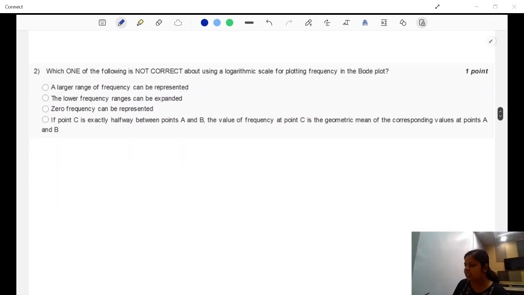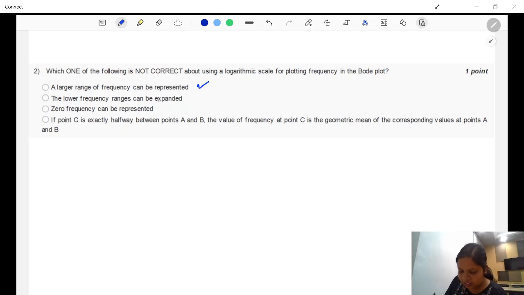Which one of the following is not correct about using a logarithmic scale for plotting frequency in a Bode plot? A large range of frequency can be represented. We saw earlier that we can represent a large range of frequency because it follows the geometric progression, so we can very easily move from one decade to another. So this is definitely a correct one.